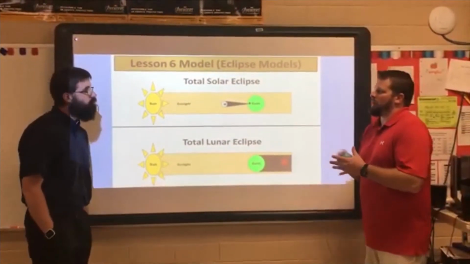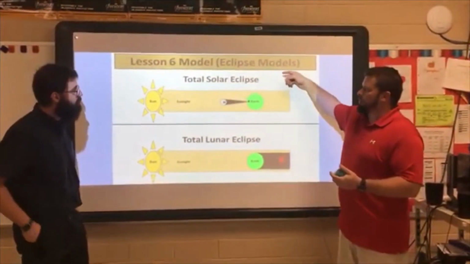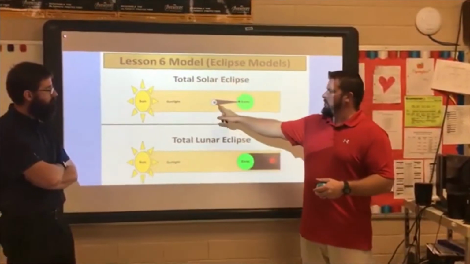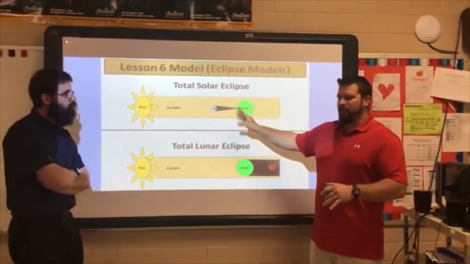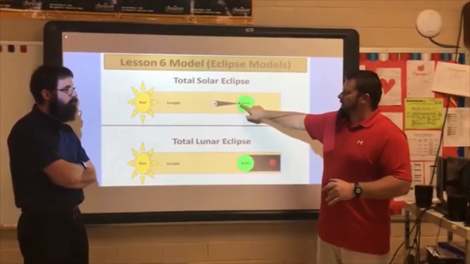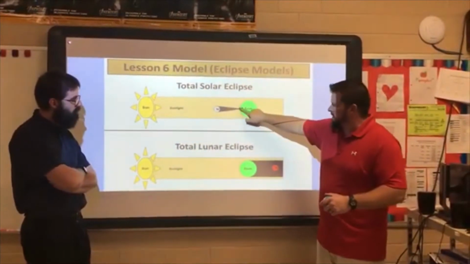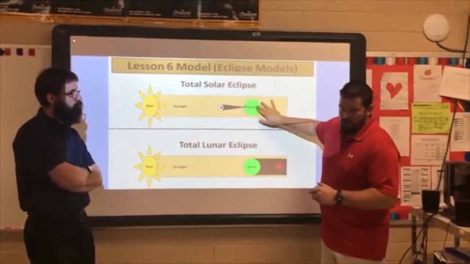Which was about the eclipse model. We talked about totals. A total solar eclipse is when the sun is being blocked, and this happens when the moon aligns straight in front of the sun. But remember, that's not for everybody. Only people at a certain spot would see the total solar eclipse. Everything just around it would be a partial. If you're way out here, it'd just be a normal day for you.